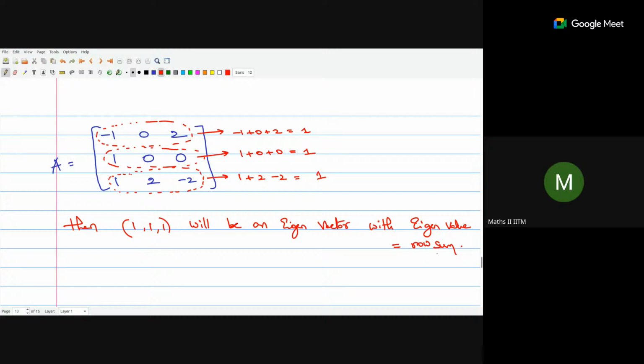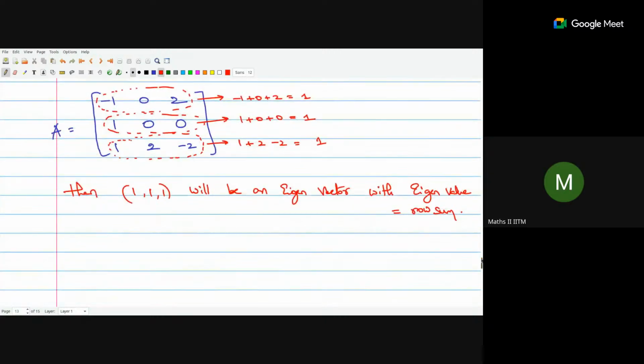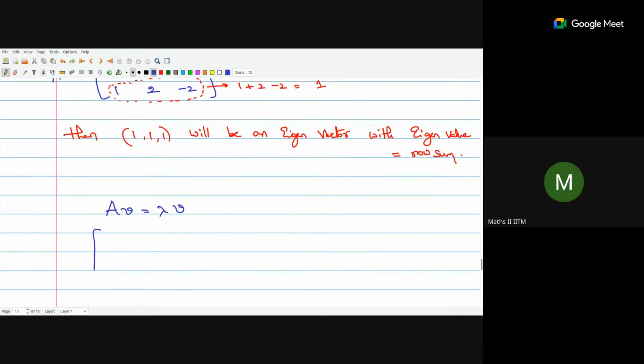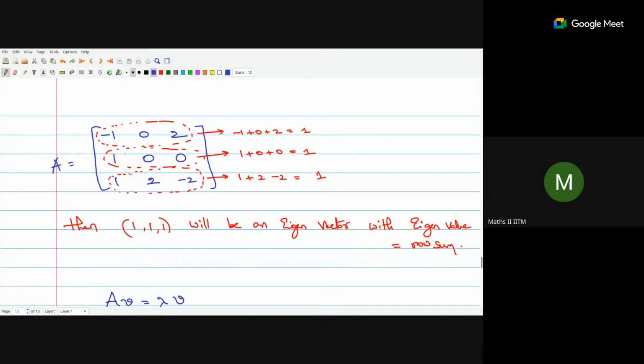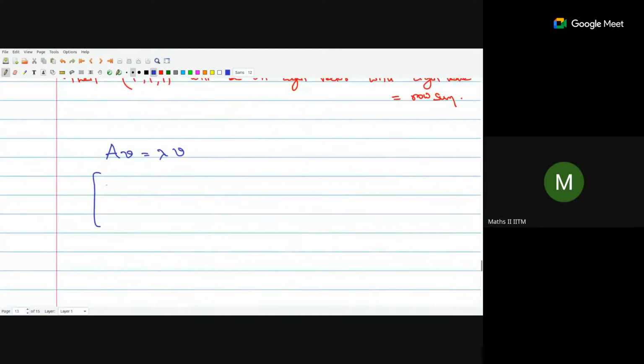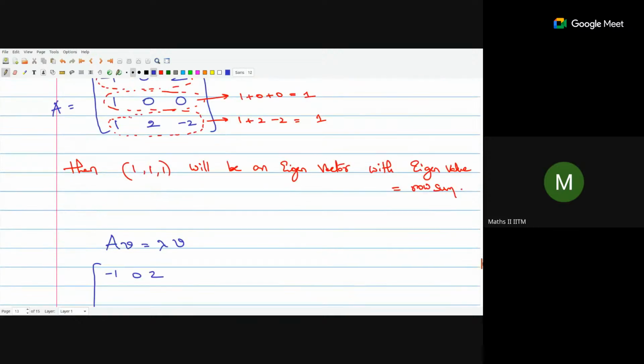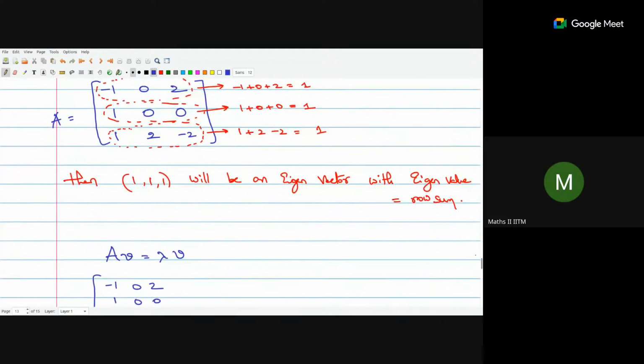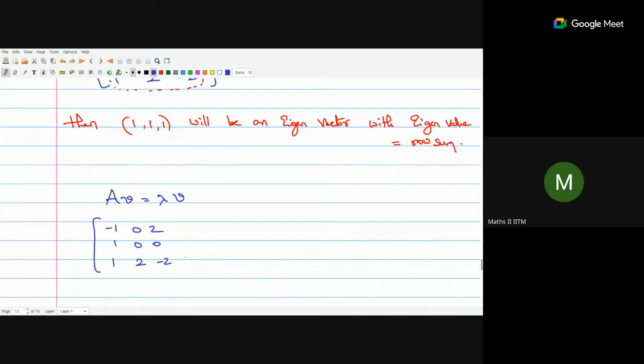So why does it work? I will just show you with this example itself why it is working, then you'll get the intuition. What are eigenvectors? When it is multiplied on the right side of the matrix A, it should just give the same vector but scaled, so some scalar lambda multiplied by the same vector. Now, if you take this matrix with row sums being the same, I take the matrix [-1, 0, 2], [1, 0, 0], and [1, 2, -2].